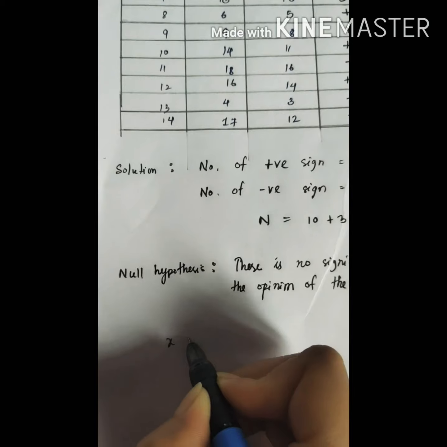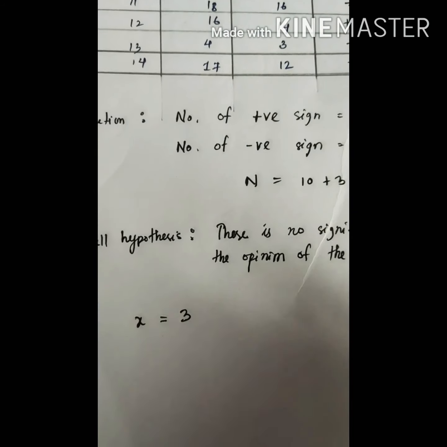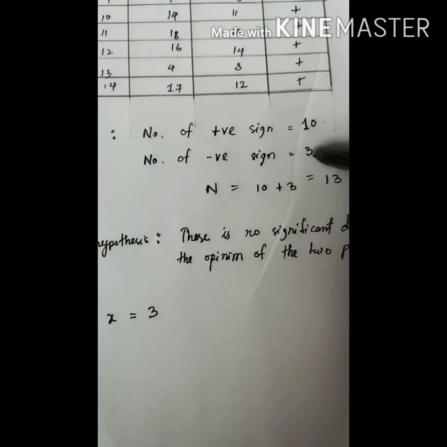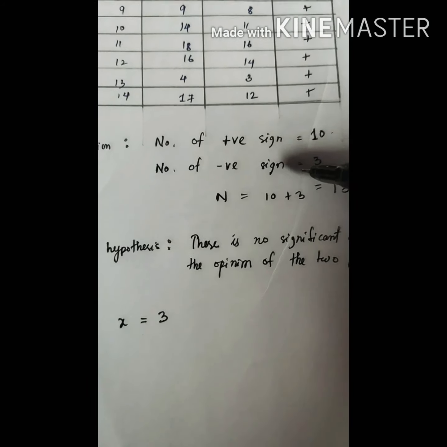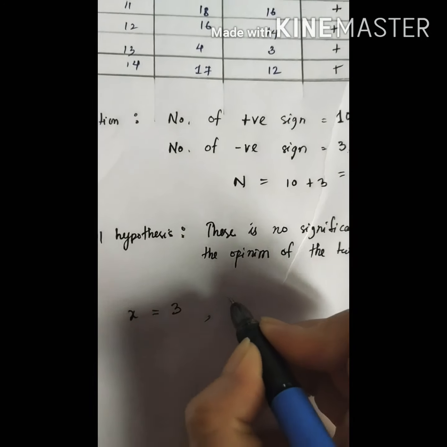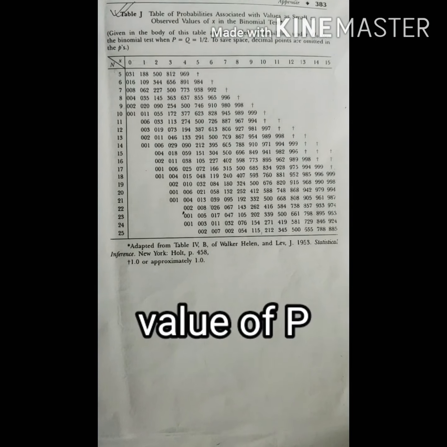Here, the x is 3 because x is the number of the less frequent sign, and from both the positive and negative signs, we can see that the less frequent sign is the negative sign, which is 3. Thus we will take x as 3 and n as 13.